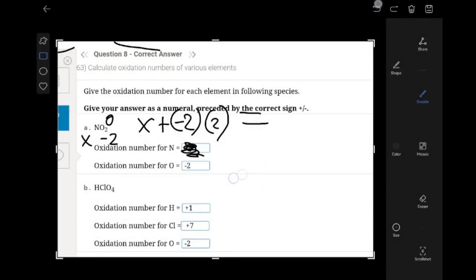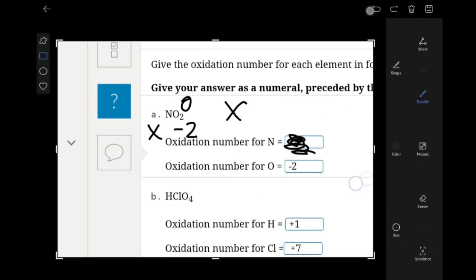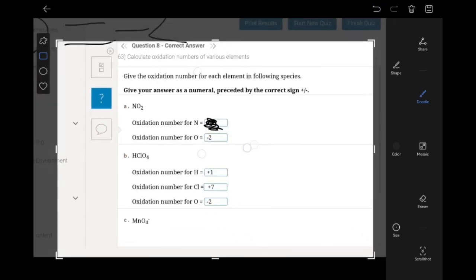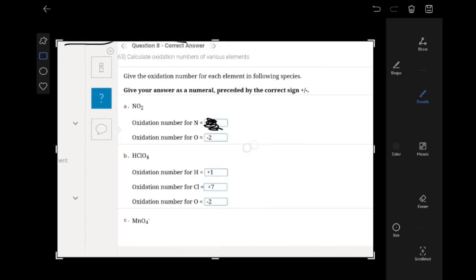Okay, next one. So H plus, again, there are 8 rules for these. There are 8 things you have to memorize. These are 2 of them. H plus, unless with a metal. So if H plus is with a metal, its oxidation number is minus 1. But if it's not with a metal, it's plus 1. And Cl usually is minus 1, except with oxygen. With oxygen, we don't know what it is. So that's what we're trying to find.